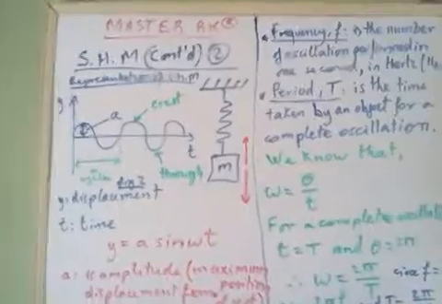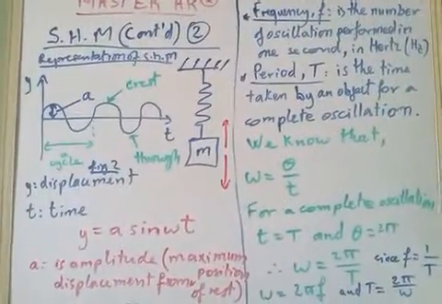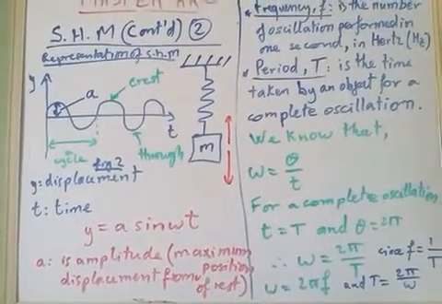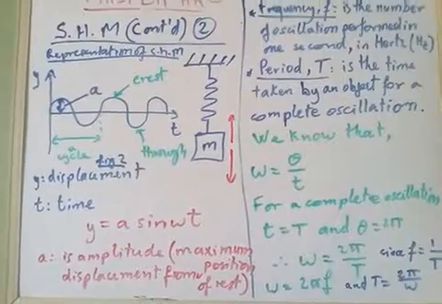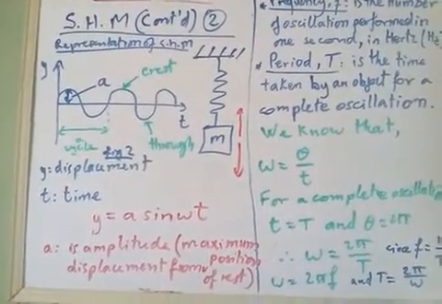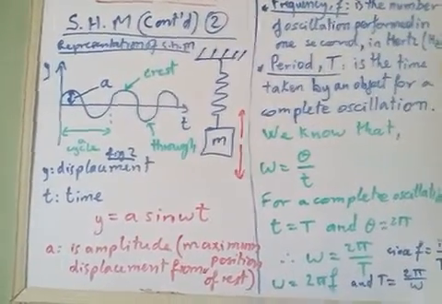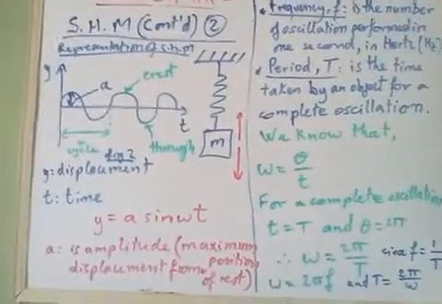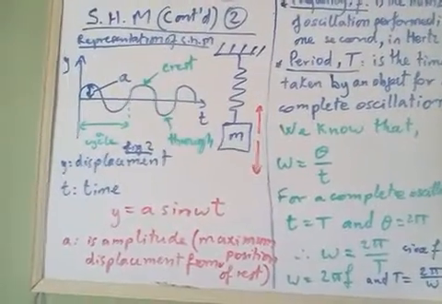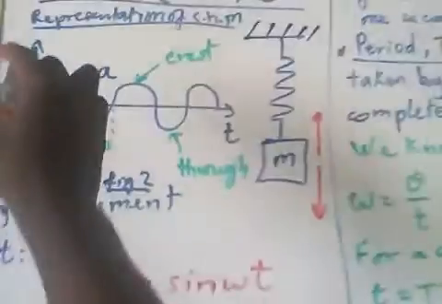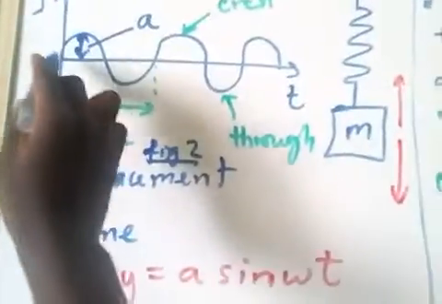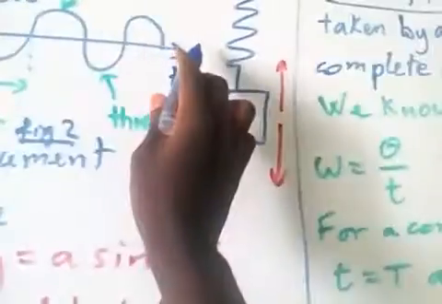Today we want to continue on simple harmonic motion. Here we have the representation of a simple harmonic motion. It is a graph of displacement versus time. Here you have the displacement y, and here you have the axis for the time. The horizontal axis is the axis for the time.